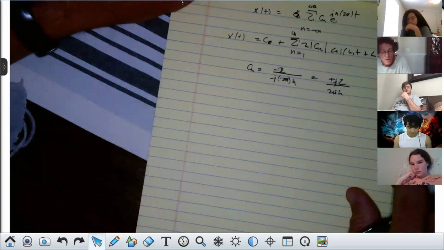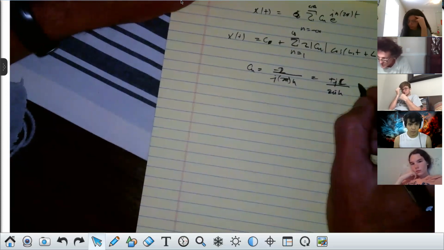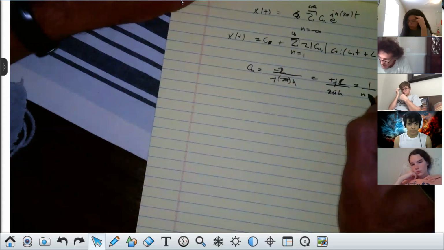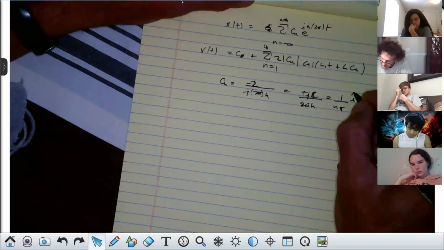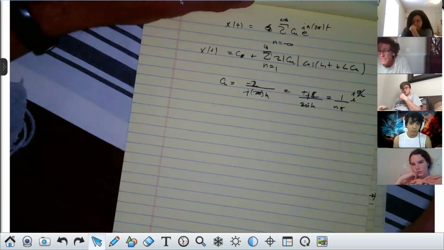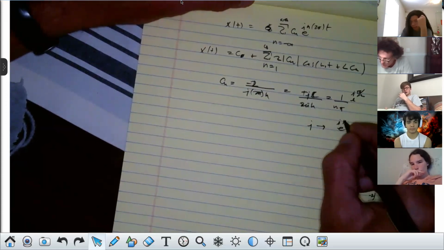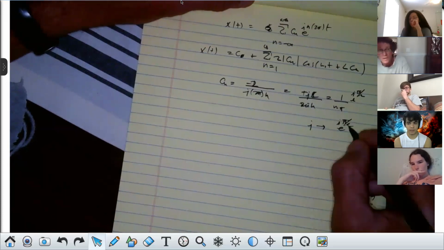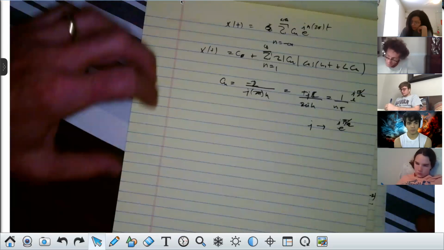Now, you can see the 2's cancel, right? So this is really 1 over n pi, at a phase angle of e to the j pi over 2, isn't it? In other words, j is equivalent to e to the j pi over 2 radians. Correct, class? Everybody see that? You got me on this one, guys? All right, now let's go ahead and put that in here.